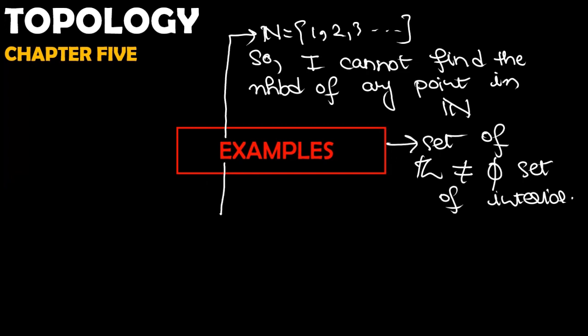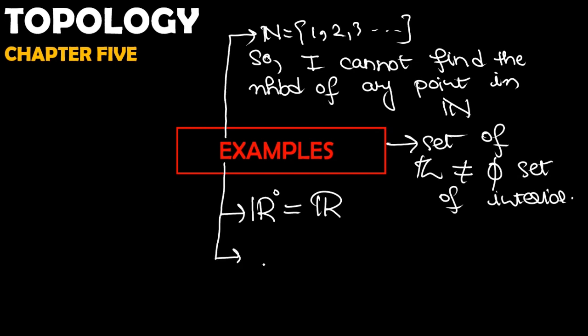But always remember that the interior of a set can be represented by this. The set of real numbers has interior equal to the set itself. So I can find all the points of the real number line, and I can find the neighborhood of any point in the real number line.